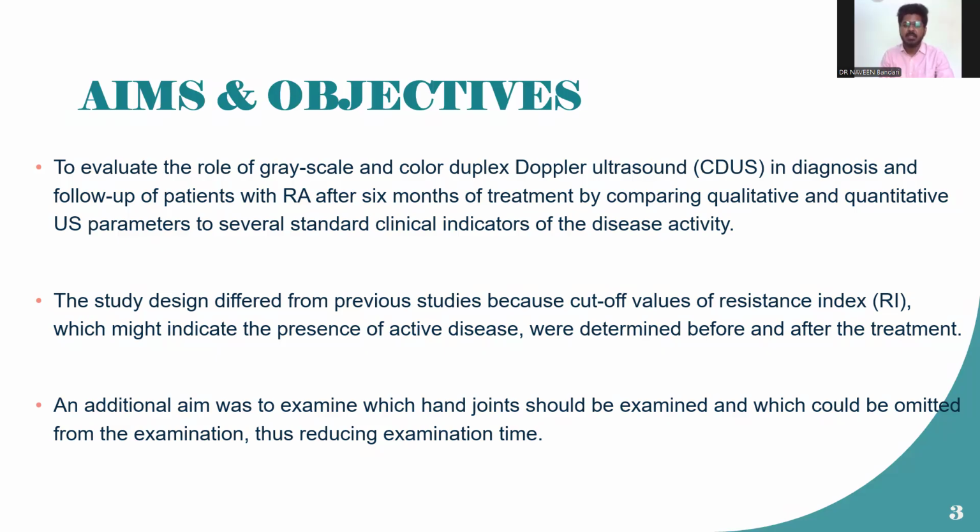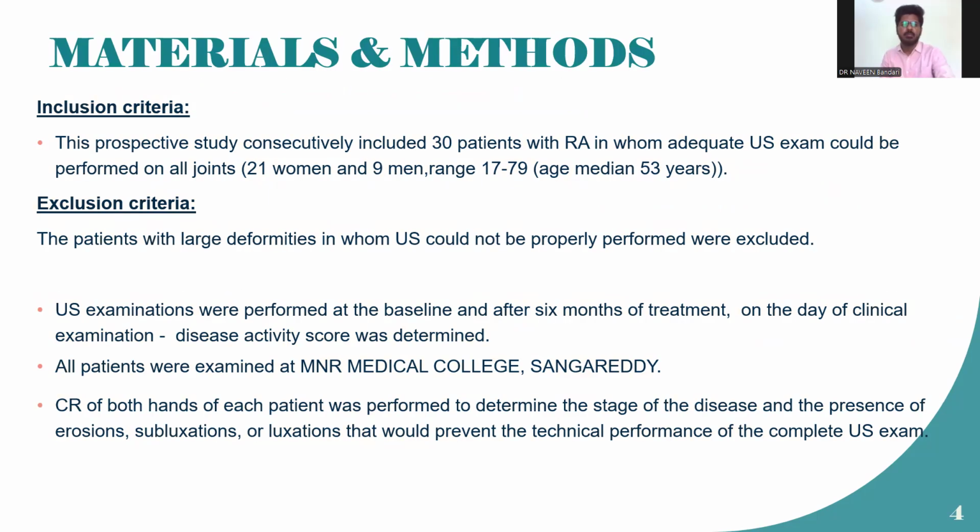The study design differed from previous studies because the cutoff values of resistance index, which might indicate the presence of active disease, were determined before and after the treatment. An additional aim was to examine which hand joints can be examined and which can be omitted, so that we can reduce the examination time during the follow-up of the patient.